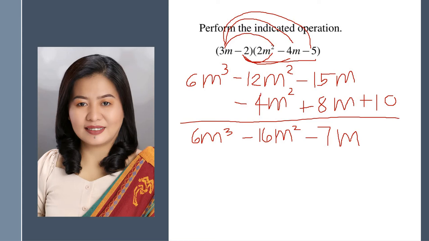So that will become minus 7m, and then we bring down 10 because it doesn't have any other term that we can add, or that's the only term. It has no other like terms. So our final answer will be 6m cubed minus 16m squared minus 7m plus 10, and that is the product of our given. Yay! So we move to our next number.